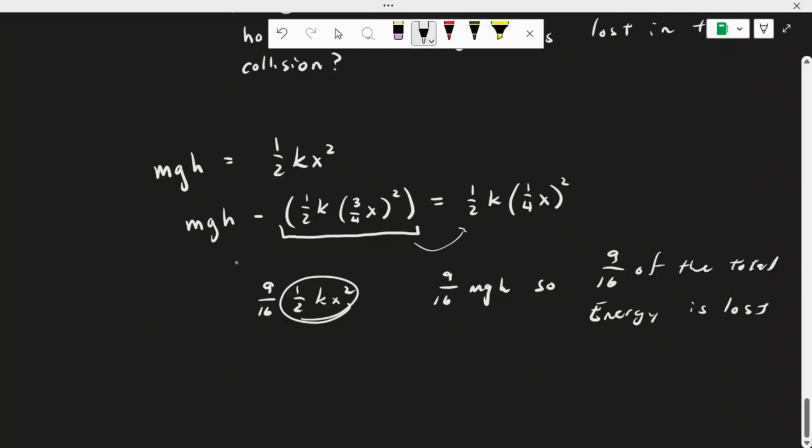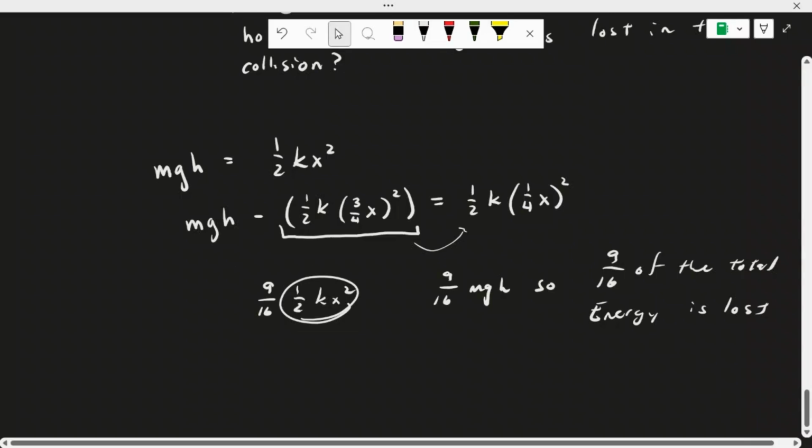We know that it compressed only 1/4 of expectation, which means that it was not compressed by 3/4. So the energy that would relate to it being compressed 3/4 of the way was actually lost. And we can find that out from this. So there we go. And then it ended up being 9/16 because of the square.